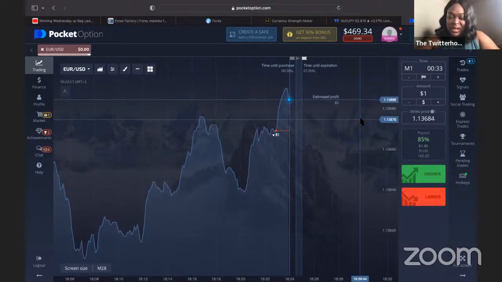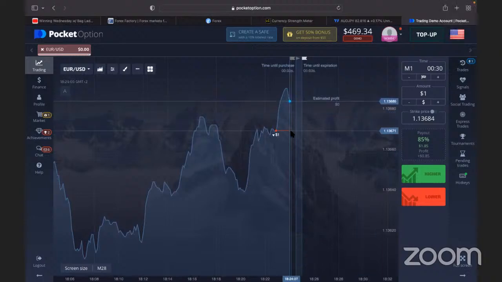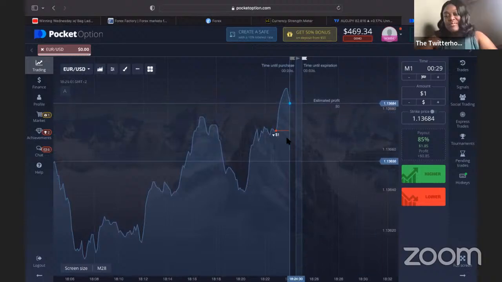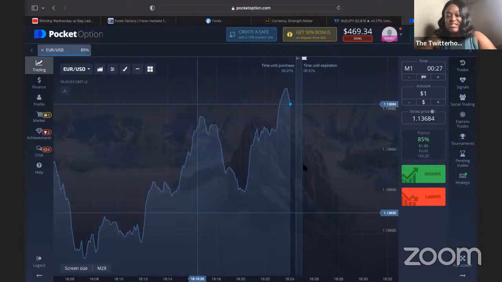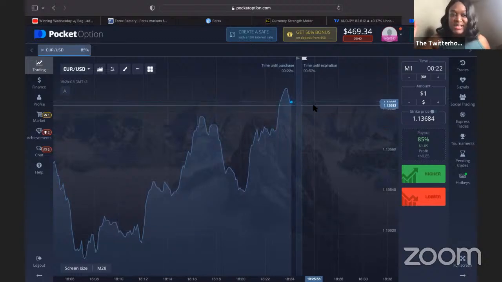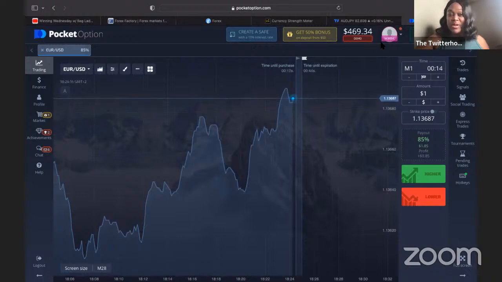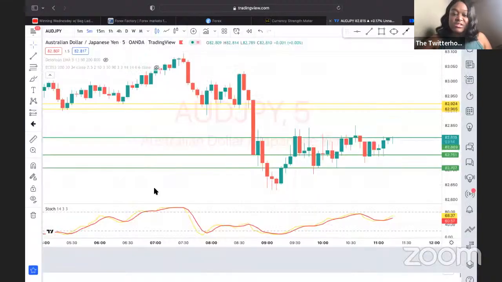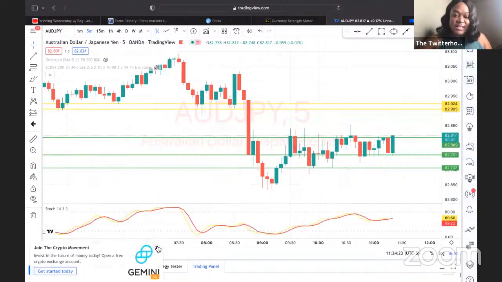So now here it is, expiration. So we did not clear that trade. And it's just that simple, right? But now I'm going to do the analysis to show you what things look like when you take that time to plot. So we're going to do that on TradingView, as I had said.